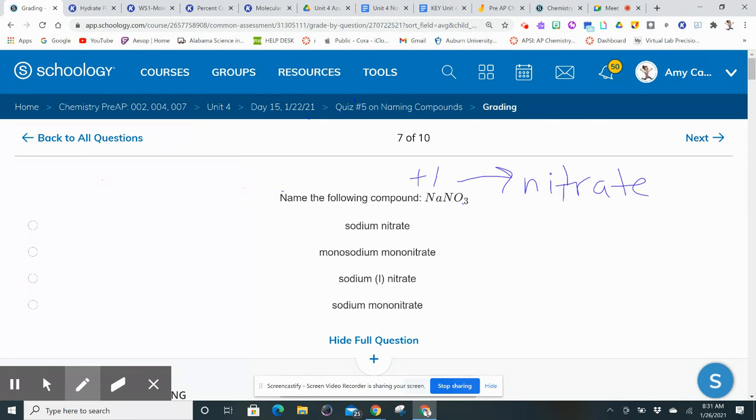The charge is balanced. It's a metal. I don't use prefixes, so the second one is out. I don't need a Roman numeral because it's not a transition metal, so that one's out. Again, I don't have prefixes. That one's out. Sodium nitrate. That's all there is to it.